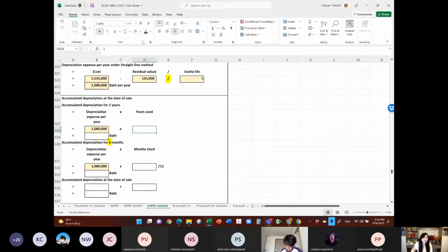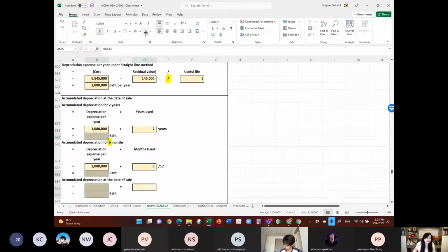So you have been using the asset for 2 years and 9 months. Oh, of course, 2 years and 6 months, right? So what is the total accumulated depreciation at the date of the sale? What is the total for 2 years and 6 months?